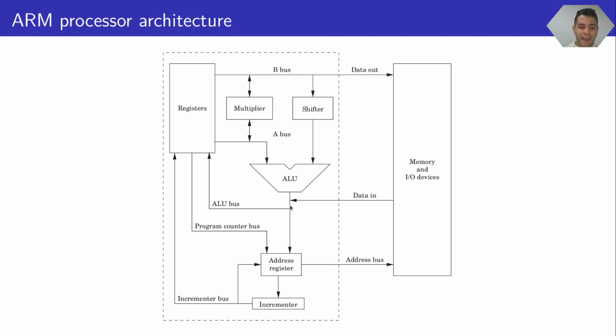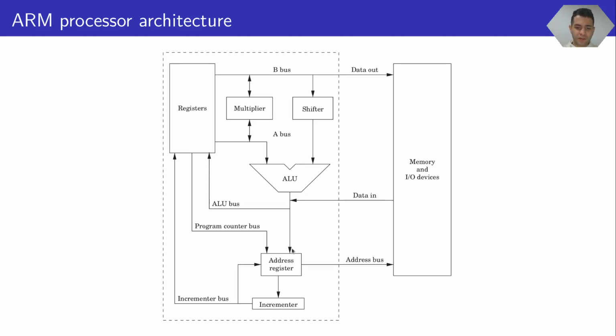From there it can be stored in one of the many general purpose registers. Data that is being written to memory and/or any input-output device is taken directly from the B bus here, which means that the store operation can move data from a register to memory, but cannot modify the data on the way back to the memory or to I/O devices.